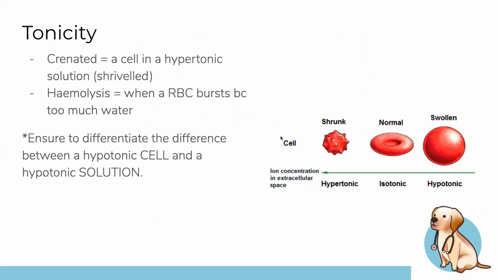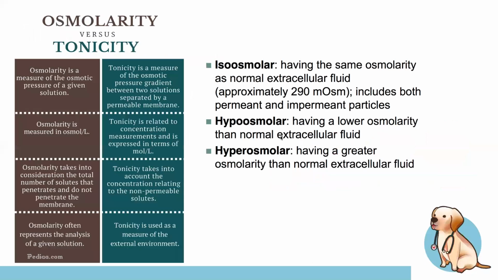So when we're talking about red blood cells, if a red blood cell is put in a hypertonic solution, the water will go out of the cell, and so we call that crenation, and the cell shrivels up. The opposite is hemolysis, which is when a cell is put in a hypotonic solution and water goes into the cell, so it bursts. That pretty much says everything that I've said, so you can read that later.